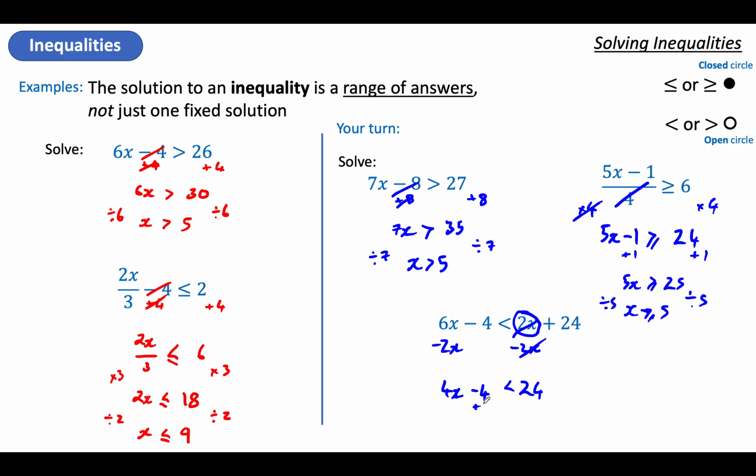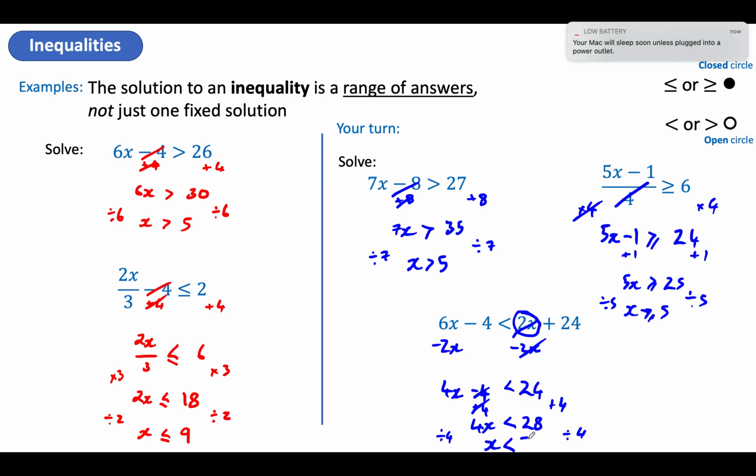Let's add 4 to both sides then. So 28. 4 take away 4 sort of disappears. And 4x is less than 28. The last step, divide by 4, because we don't want 4x, we only want 1. x is less than 7.